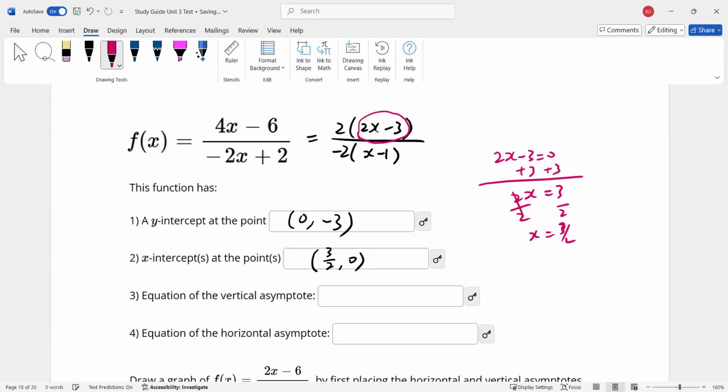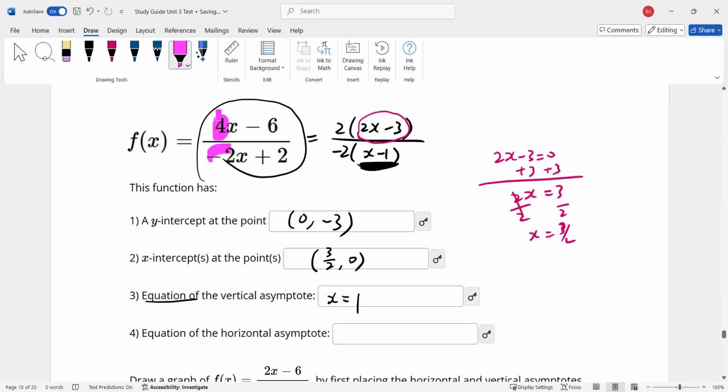Equation of the vertical asymptote: x equals, it says the equation, so you don't have to enter the whole equation. X equals 1, because 1 would make the denominator be 0. Equation of the horizontal asymptote: let's go back to the original rational function. Since the numerator has degree 1 and the denominator has degree 1, they have the same degree, so the horizontal asymptote is the quotient of their leading coefficients. 4 over -2 is -2. So y equals -2.